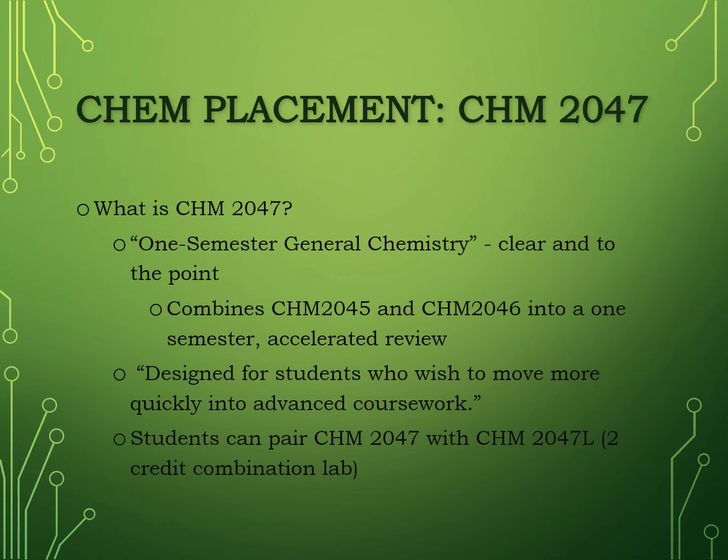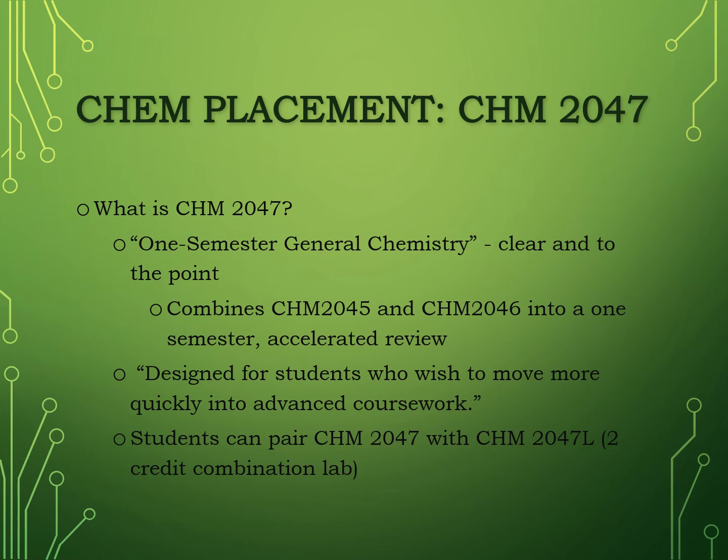Chem 2047. So this is a 1 semester general chemistry class. Clear and to the point, right? That is exactly what it's called. It's easy to figure out because it is 1 semester of general chemistry. So this class combines Chem 2045 and 2046 into a 1 semester accelerated review.